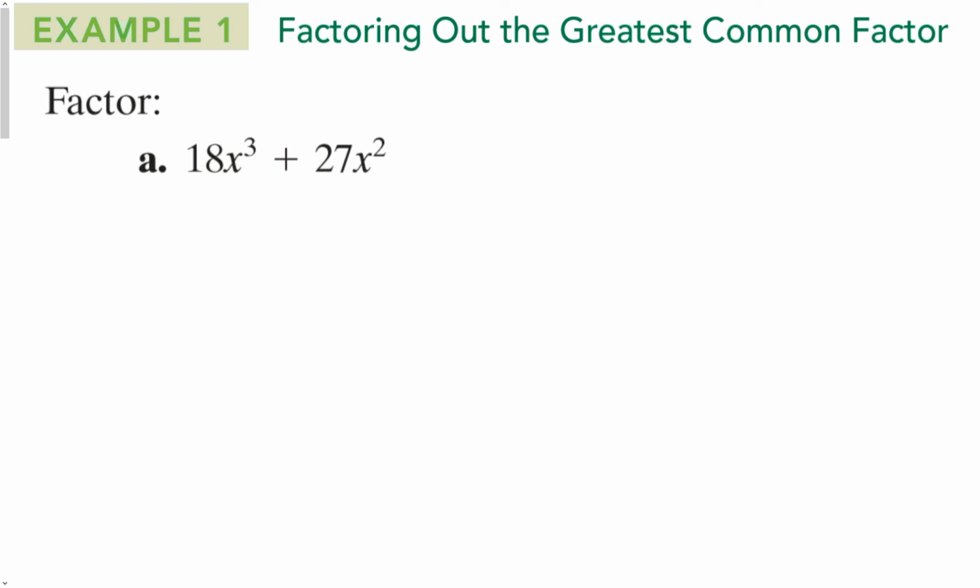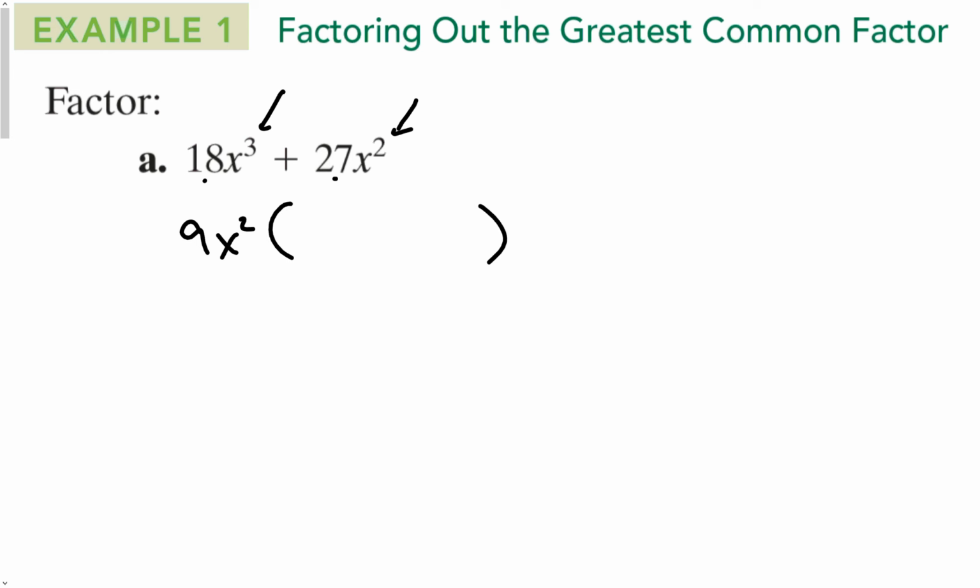So we have 18x to the third and 27x squared. Okay. The biggest exponent that divides both of these is x squared, because that is the smallest exponent that is common to both of them. So I can take out an x squared from this expression. I also can take out a numerical factor. The biggest number that goes into 18 and 27 is 9. So I can take out 9x squared.